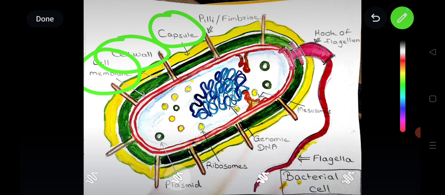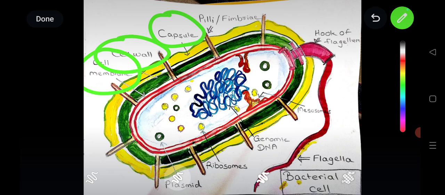Inner to the cell membrane you have the cytoplasm of the cell, which is a viscous liquid present in the cell. This viscous liquid contains different types of nutrient molecules such as carbohydrates, proteins, amino acids and lipids. Along with these molecules, it has different types of enzymes which are involved in metabolic activities, and different types of intermediates of the pathways.